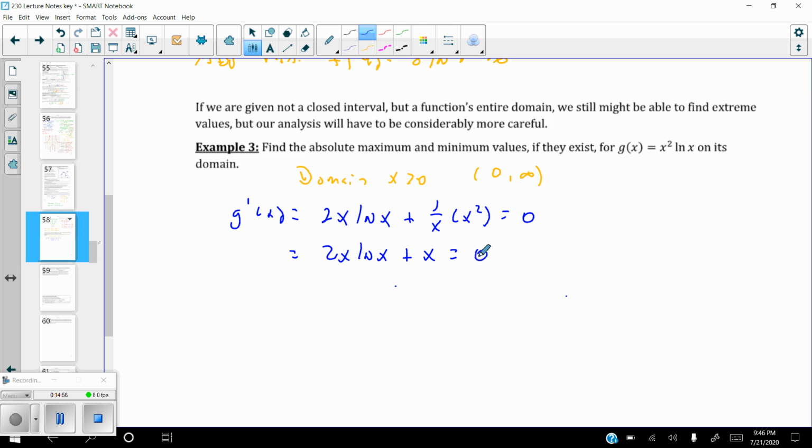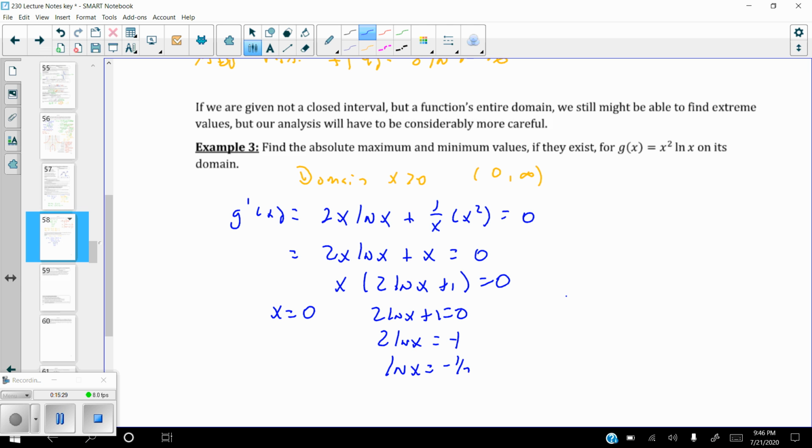In order to solve this, I can actually factor out an x, which is going to leave us with 2 natural log of x plus 1 equals 0. Okay, so that means that either x has to equal 0 or 2 natural log of x plus 1 equals 0. Well, x equals 0 is done. We need to solve the other one for x, so we're going to have to subtract 1 on both sides. We're going to have to divide by 2. So it's wherever the natural log of x equals negative 1/2.